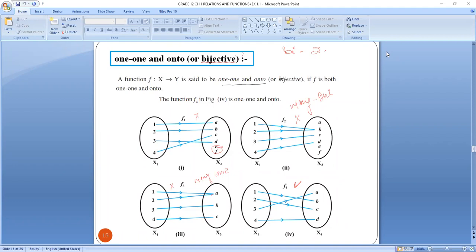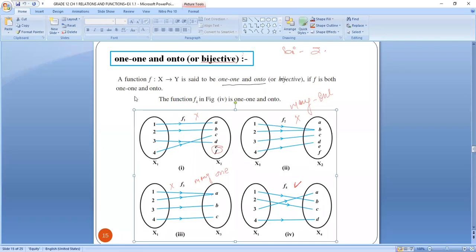And what does onto mean? Our codomain means the second set. Whatever elements are in the codomain, all the elements should be in the range. In an onto function, the range is equal to the codomain. That means all the elements of the second set are connected to elements of the first set. No element in the second set is unconnected, so that is onto, right? Now we will learn it with examples, which function you will call one-one and which onto.